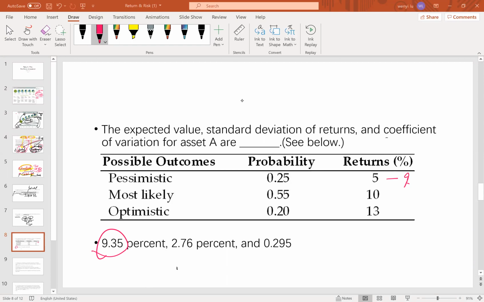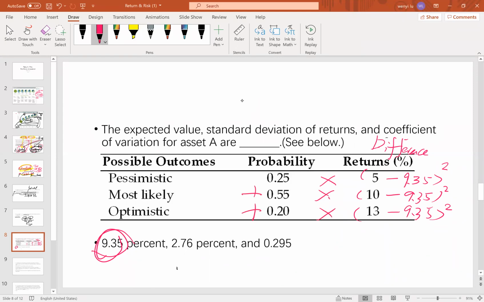9.35. 30 minus 9.35. That's the difference. It's called a difference, the difference between each individual return minus the average return. So this difference we will take the square. That difference squared must be multiplied by what? Probability.